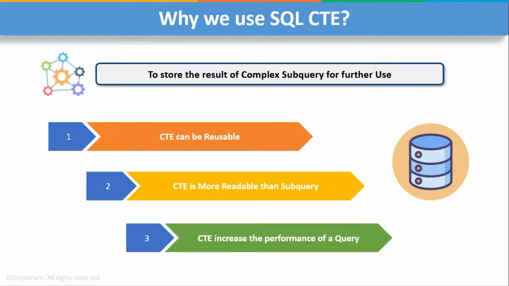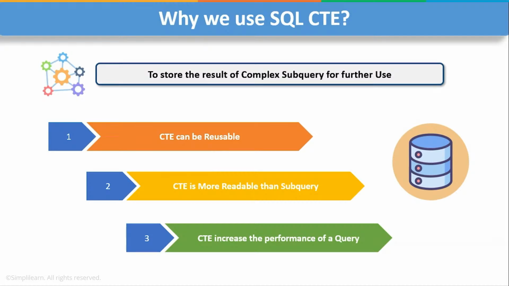So let us now move ahead and understand why we use SQL CTE. The main reason is to store the result of a complex subquery for further use. In SQL, we use subqueries to join records or filter records, right? Whenever we refer to the same data or join the same set of records using a subquery, code maintainability becomes difficult. A CTE gives improved readability and makes maintenance easier for the user. Another reason is that a CTE can be reusable, guys. The reason I say it is reusable is that a CTE is reusable by design.